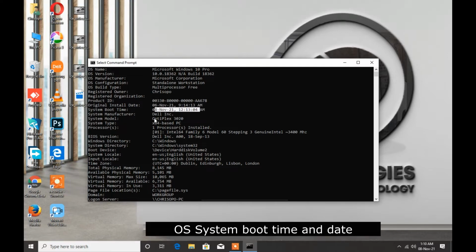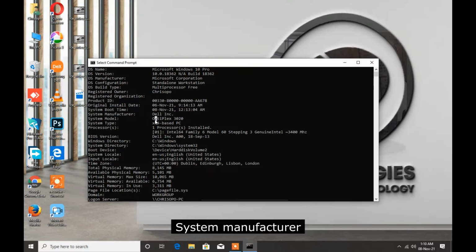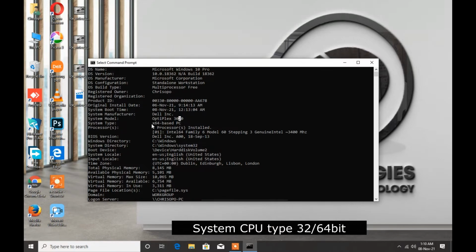The time I would store the computer, the manufacturer of your computer is Dell. The model number of the computer is Dell Optiplex 3020. The processor architecture is 64-bit.